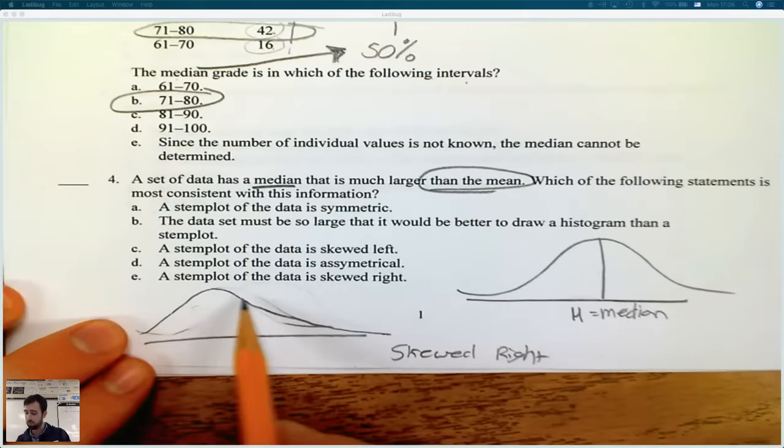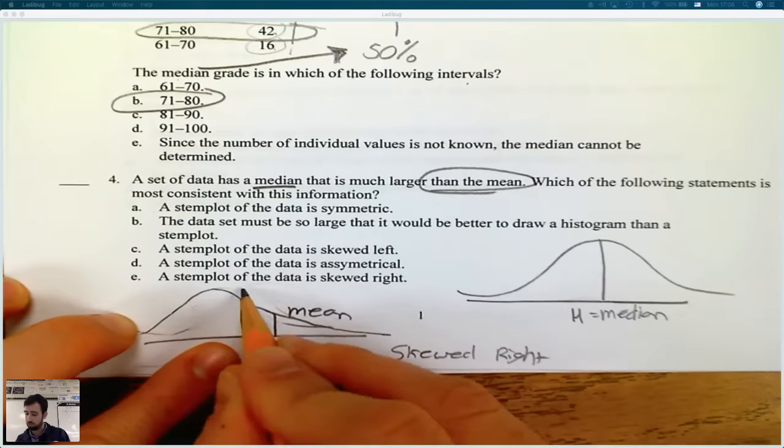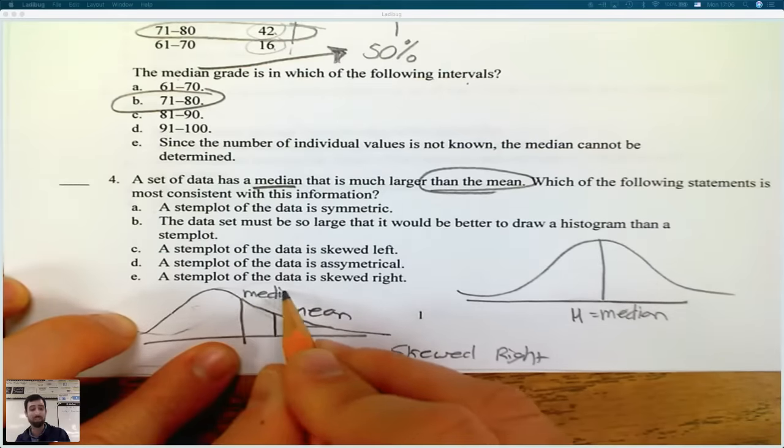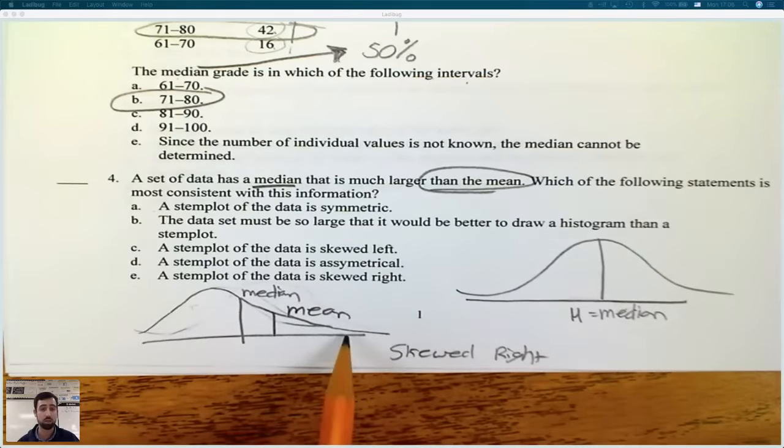The mean is going to be larger than the median because the mean is affected by outliers. So these data points down here, those are outliers. That's going to pull the average up, but it's not going to do much to the median. So in this case, it says the median is larger than the mean. So that's kind of like the reverse.